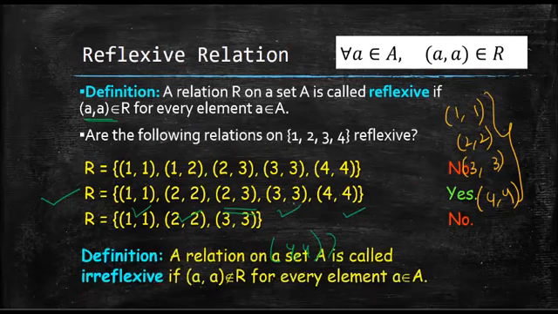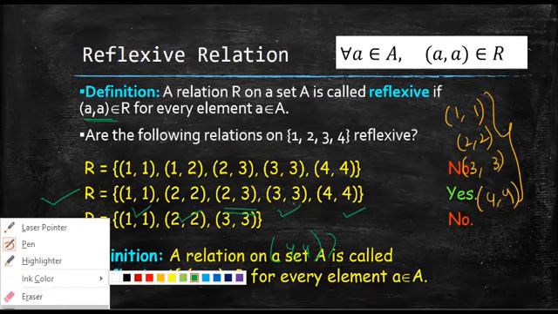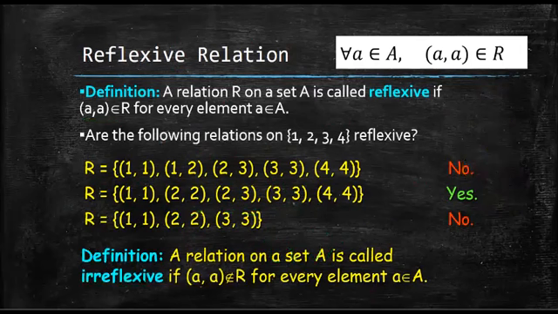Now we will see the definition of irreflexive. A relation on a set A is called irreflexive if A comma A does not belong to R for every element in A. So it is irreflexive if A comma A should not belong to R. Over here, in all the cases, we have A comma A belongs to R: 1, 1, 2, 2, 3, 3. We don't have 4, 4 belongs to R. So this is not irreflexive. Basically it is the opposite of a reflexive relation. Whichever relation is reflexive, it cannot be irreflexive.